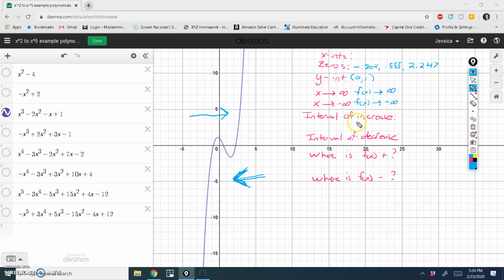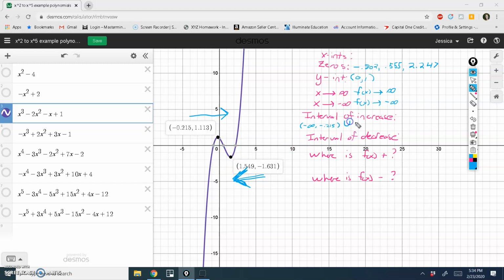What are the intervals of increasing? Okay, well, it looks like I'm going to trigger my maxes and my mins. There's a max, there's a min. So it looks like we're increasing from negative infinity to here, which is negative 0.215. We are then decreasing, so we're no longer increasing, and then once we get here, then we start increasing again.